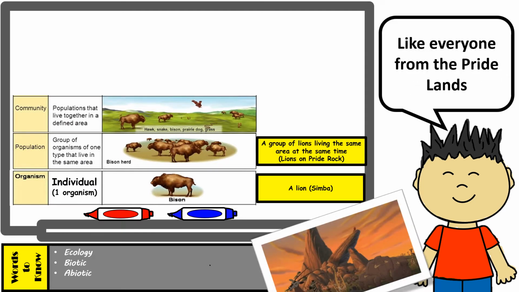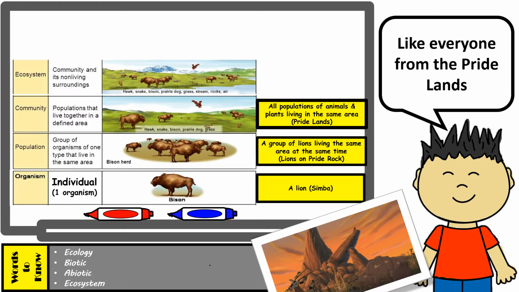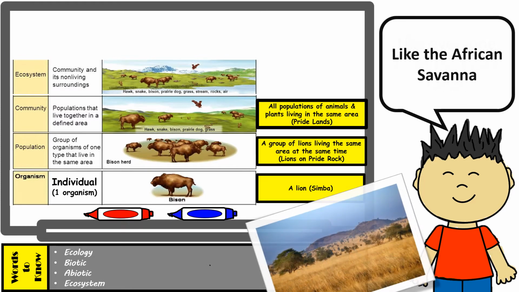Yes, that's right, Alex. If we look at all the different populations of grasses, zebras, hippos, mice, insects, bacteria, etc., that live in the same area, such as the Pride Lands from The Lion King, this would be a perfect example of a community. Now, the next level that follows is called an ecosystem, which is made up of all the communities in an area and the non-living parts of that environment.